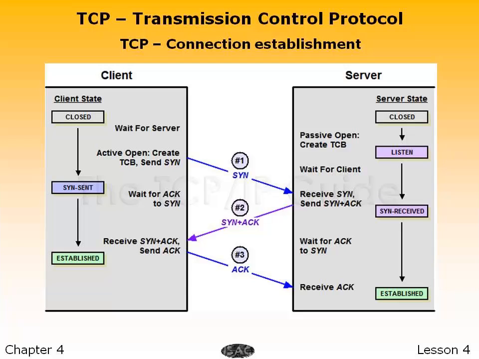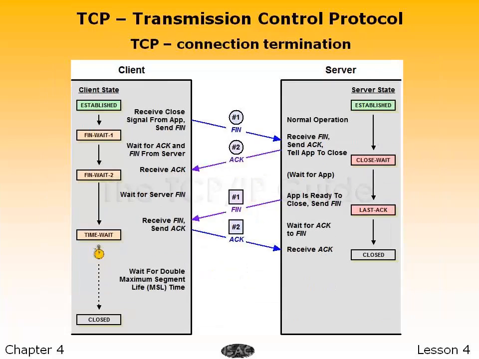A TCP connection is managed by an operating system through a programming interface that represents the local endpoint for communication, the Internet socket. During the lifetime of a TCP connection, the local endpoint undergoes a series of state changes. So they are: listen. Listen represents waiting for a connection request from any remote TCP and port.